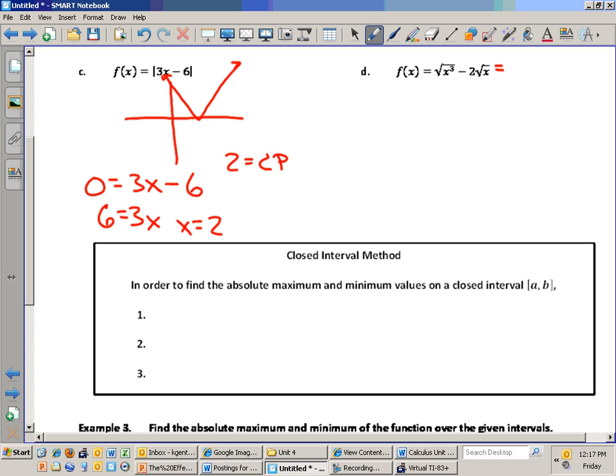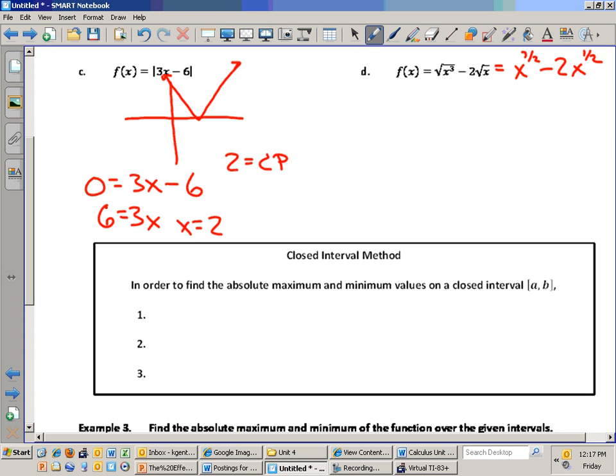I have square root of x to the third. How do I rewrite that? X to the 3/2, very good. X to the 3/2 minus 2x to the 1/2. Okay, so now I can take the derivative of it. Before I got confused, and I don't like getting confused.